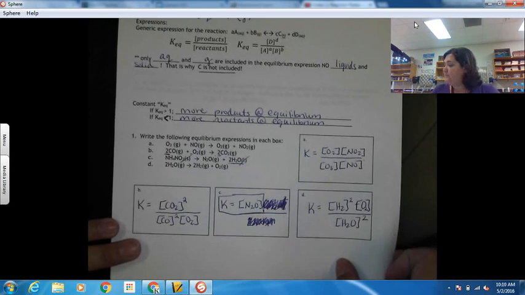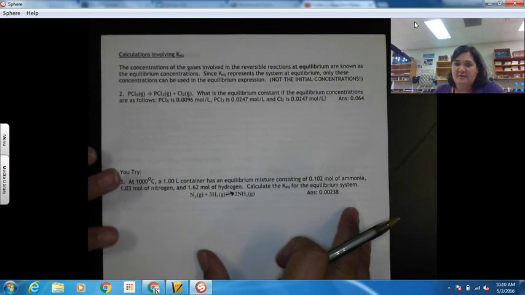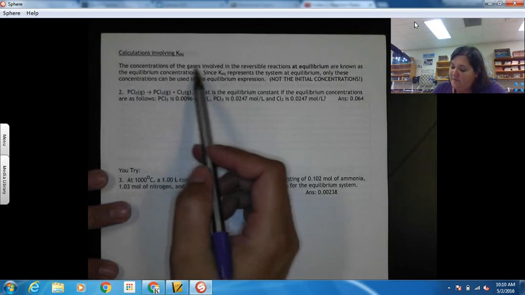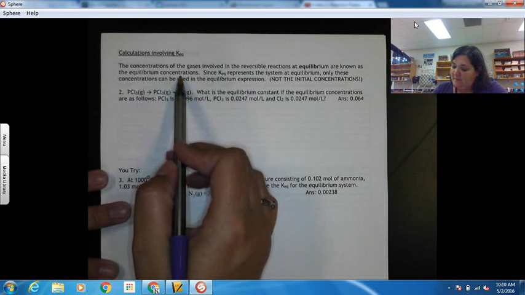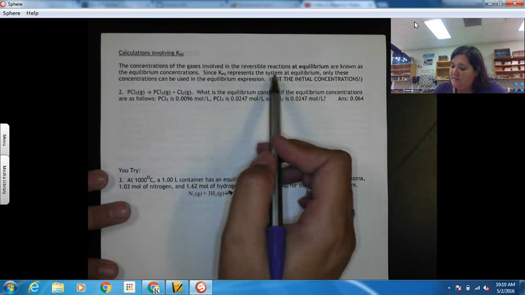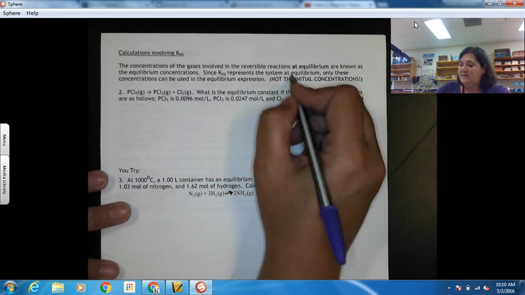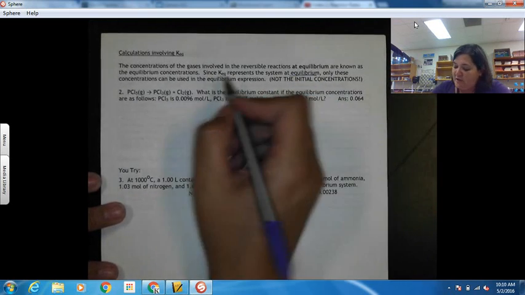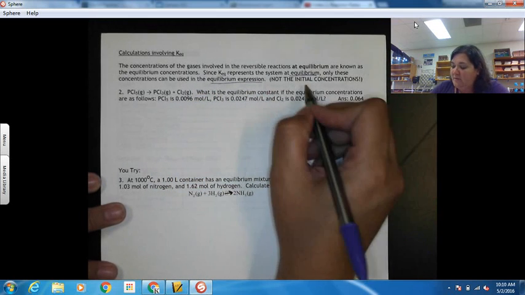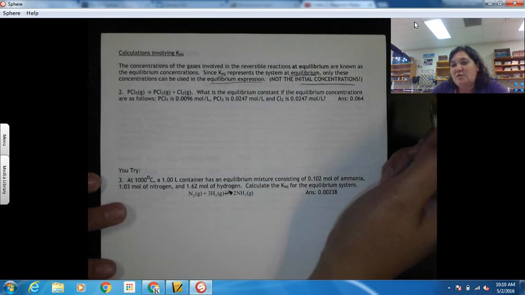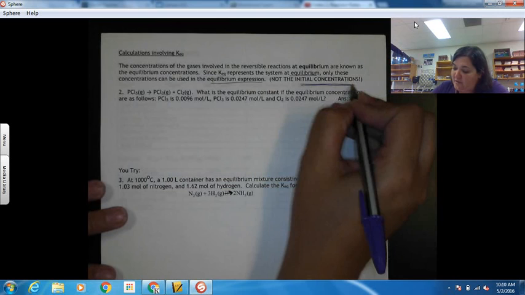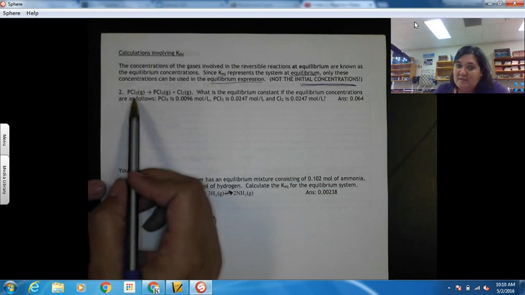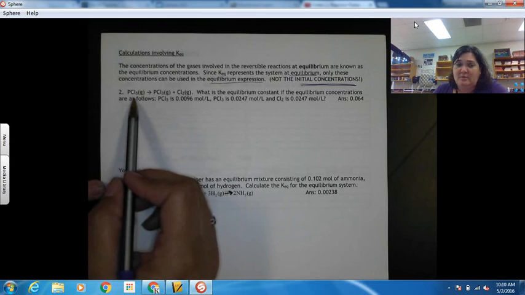Okay? Alright. So let's look at some calculations. The concentrations of the gases involved in the reversible reaction at equilibrium are known as equilibrium concentrations. Since the Keq represents the system at equilibrium, only these concentrations can be used in the equilibrium expression, not the initial concentrations. Later we'll talk about how we solve problems with initial concentrations when we do the ICE charts in a couple of videos. Alright, so the first thing we want to do is to set up our equilibrium expression.